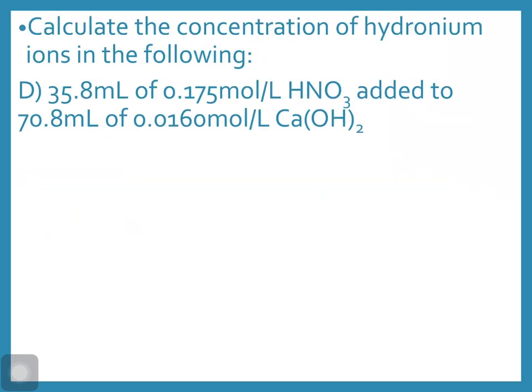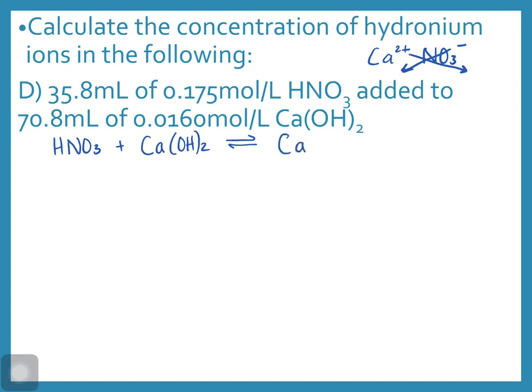Okay, and our last question is a neutralization reaction. So I have 35.8 mLs of a 0.175 molar solution of nitric acid added to 70.8 mLs of a 0.160 molar calcium hydroxide. So nitric acid and calcium hydroxide will react to make calcium nitrate, which when we do our crisscross gives us Ca(NO3)2. And I'm going to need two nitrates over here, and that gives me two H's and two OH's, so two waters in total.